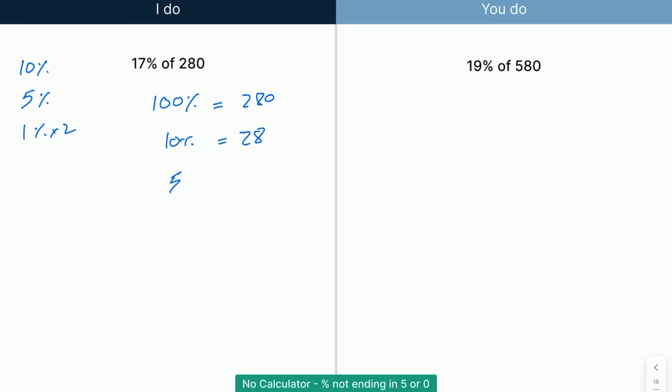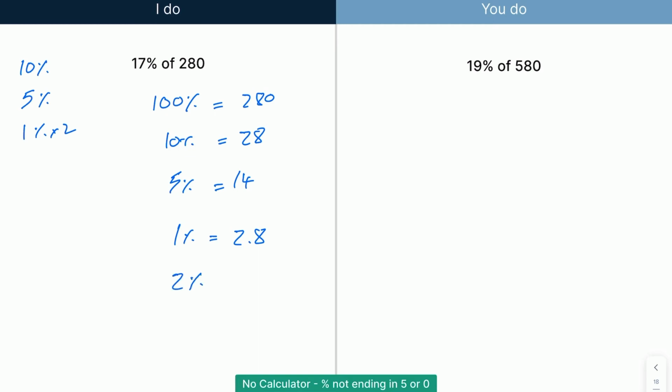Now 5%, so if I just half that, is equal to 14. So that's that done. Now 1%, so to find 1%, it's easier to go from there to there. Or you could just go straight from here to here. You could just divide the original, divide them both by 100. That gives you 2.8. So now I need to times that by 2 because the question wants 17%.